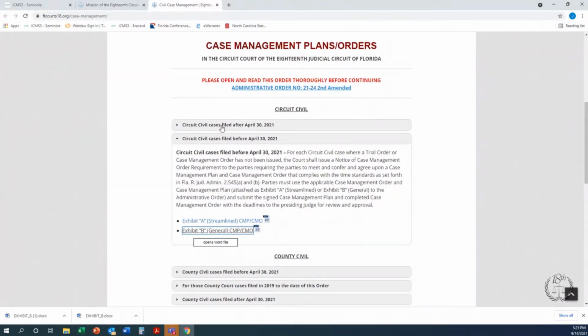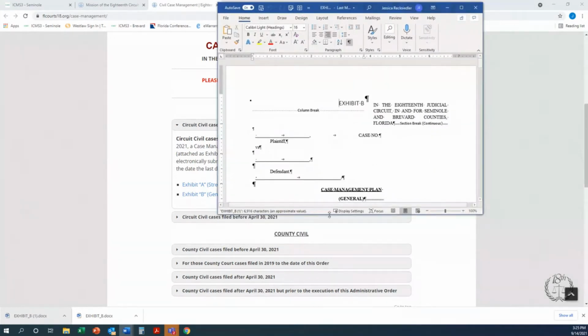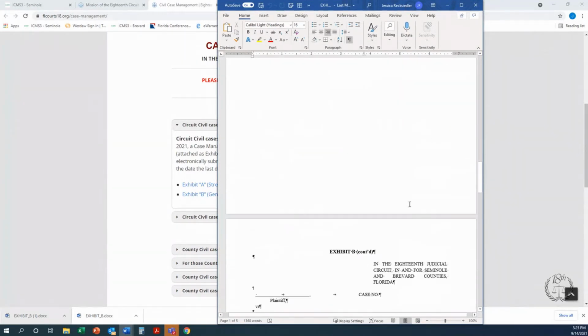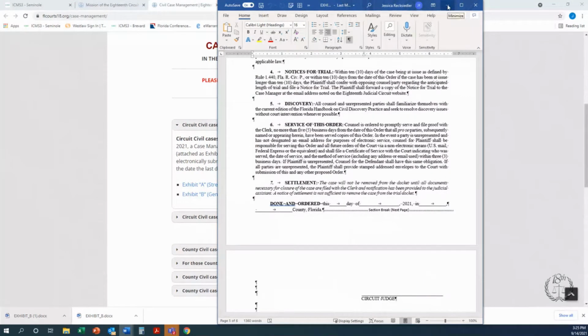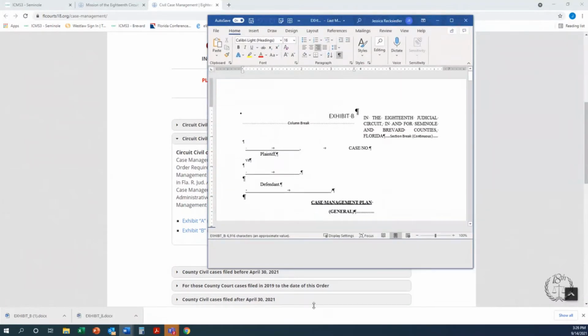You have either the cases that are filed after April 30th, 2021, where it gives the orders, and you can click on those and have the forms, which are provided in Word and otherwise online for your benefit. Most of you will use the general case management plan rather than the streamlined case management plan and order. Then there are also the cases that are filed from before April 30th, 2021, which indicate the order that is to be filed as well.